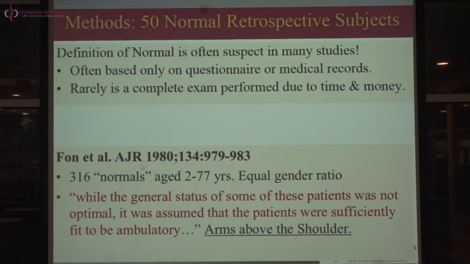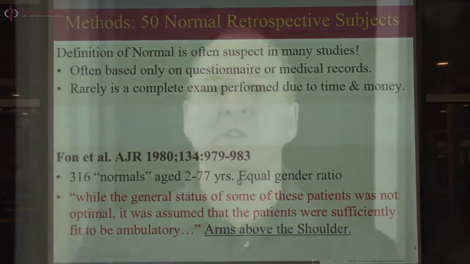So you'll see what we did in this project. We think it's a very good project. Even though it's not prospective, it's retrospective, it's still a very good project the way we analyzed and basically included or excluded normal subjects. Now, to give you an example of this in the literature, in 1980 in the American Journal of Radiology, Fawn et al. had 316 normal subjects aged 2 to 77 years of age, with an equal gender ratio. This project was designed to look at normal distributions of the sagittal plane profile in normal subjects.